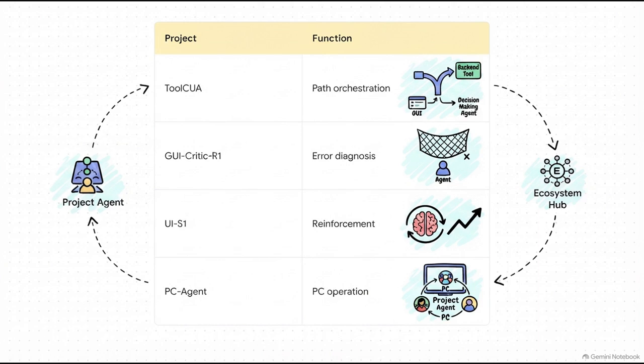Then there's GUI Critic R1, which acts like a safety net, diagnosing potential errors before the agent even makes a move. You have UIS1, which uses semi-online reinforcement learning so the agent keeps adapting over time, and PC Agent, which is entirely focused on a hierarchical collaboration framework just for those really complex PC tasks.